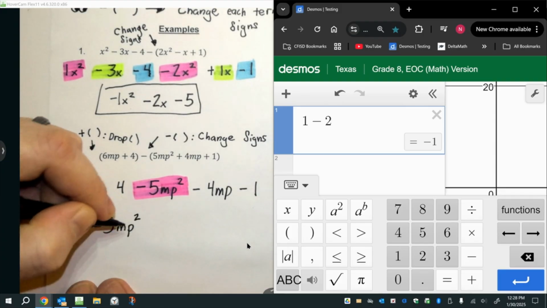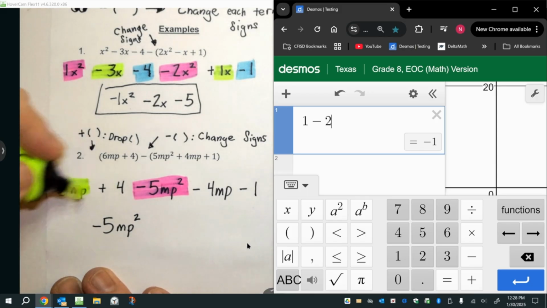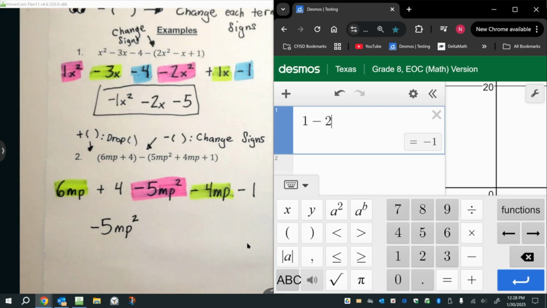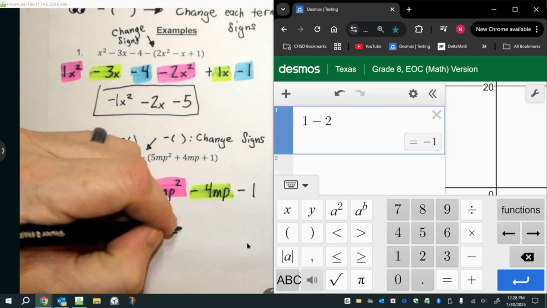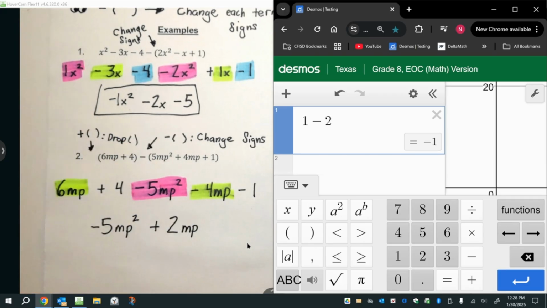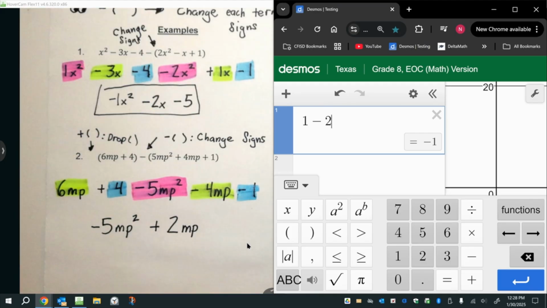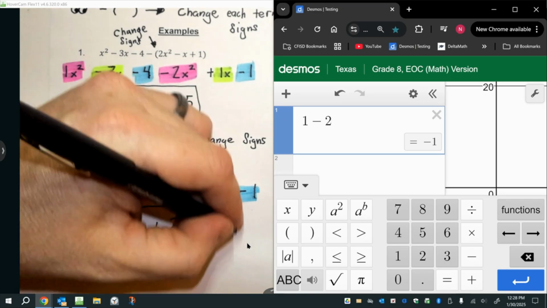Negative 5mp squared. Then I'm going to go find my other thing. 6mp, not the same. So 6 and negative 4 is positive 2mp. And then we have our positive 4 and our negative 1. Positive 4 and negative 1 is positive 3. And that would be our final answer.